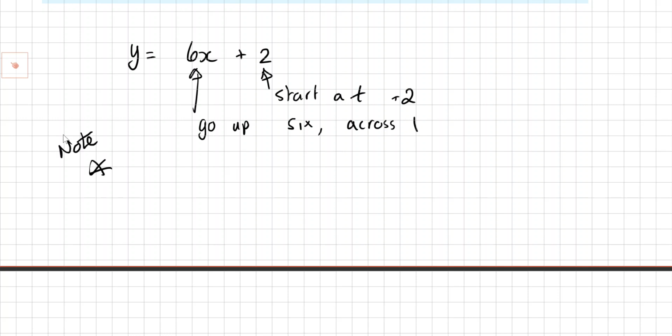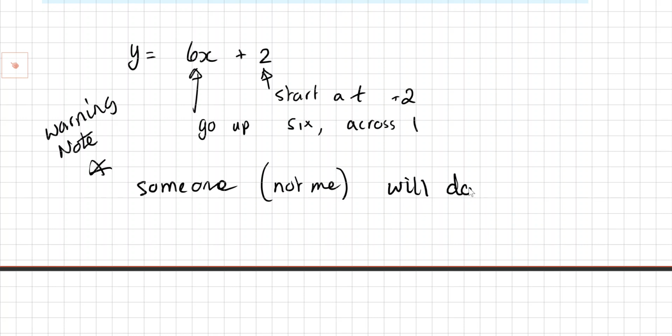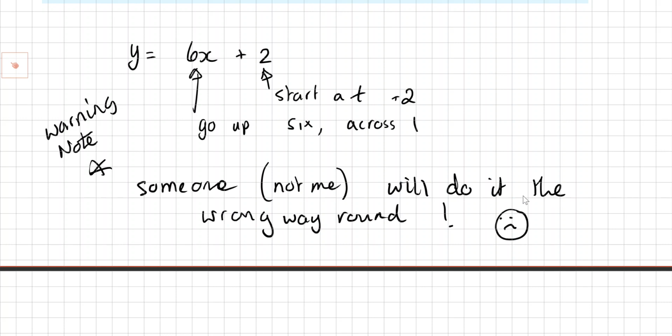Note. Warning. Someone, and you can write not me, will do it the wrong way round. What do I mean by that? They'll start at 6 and go up 2.